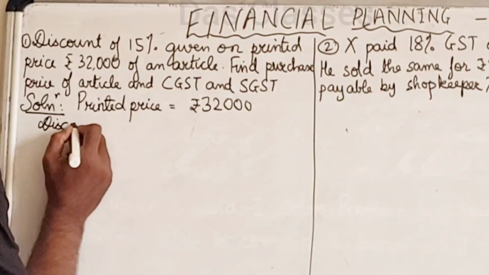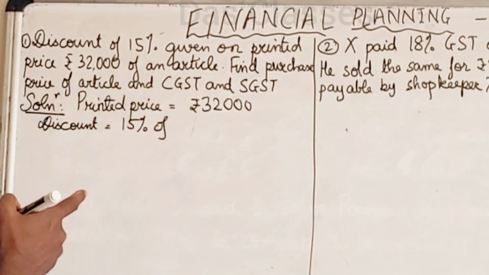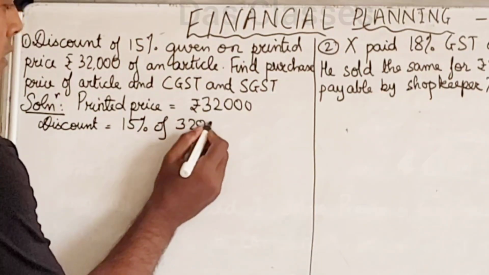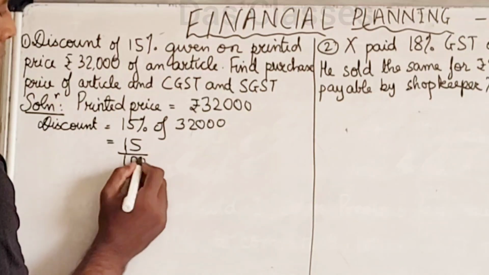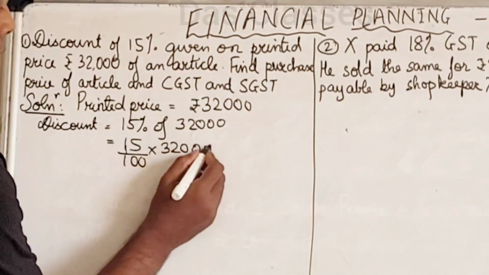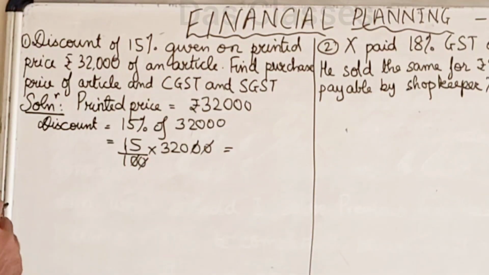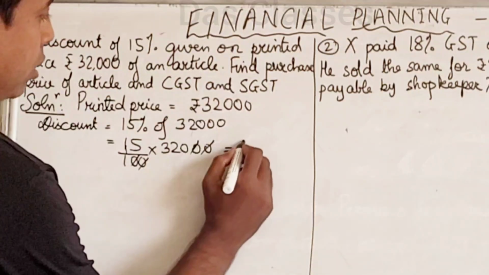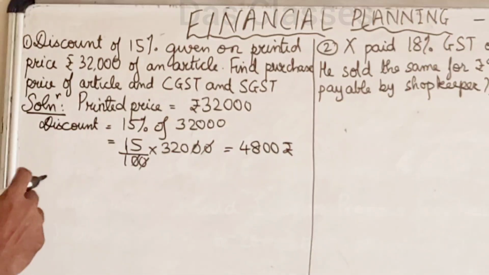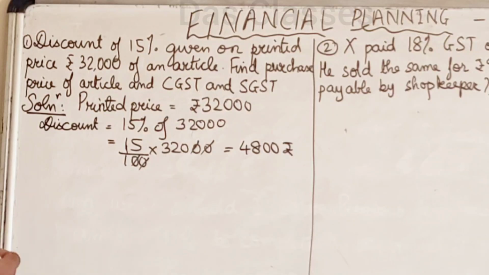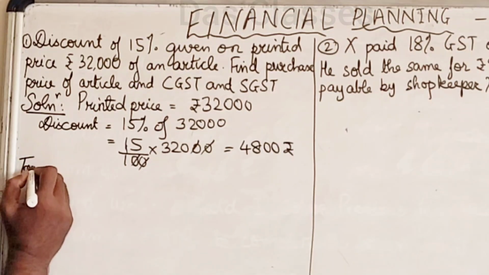Discount is going to be 15% of the price. Was the price 32,000? So that comes to 15 upon 100 into 32,000. So 100 cut, what you are going to get is 15 into 32 is going to be 4,800 rupees. So the discount is 4,800. So when we subtract the discount, we will come to know the taxable value of the article.